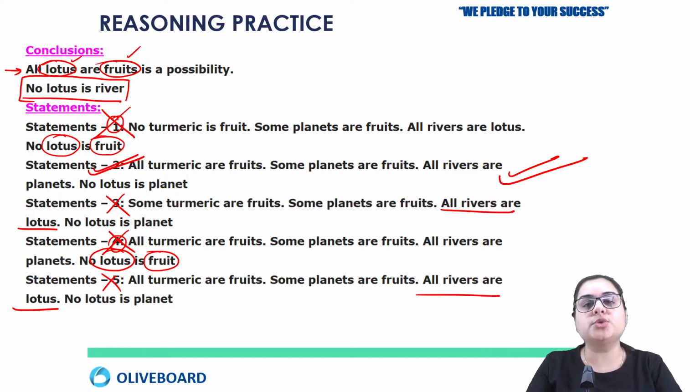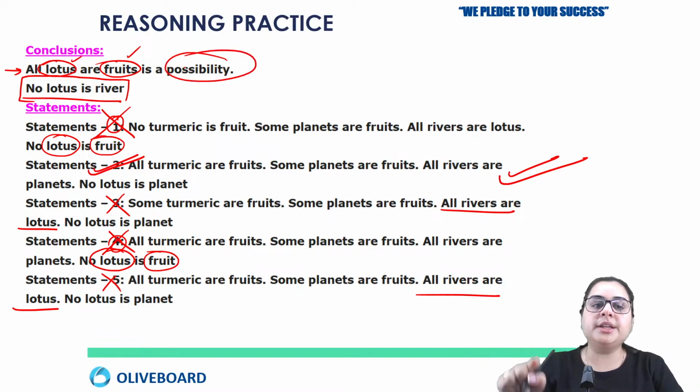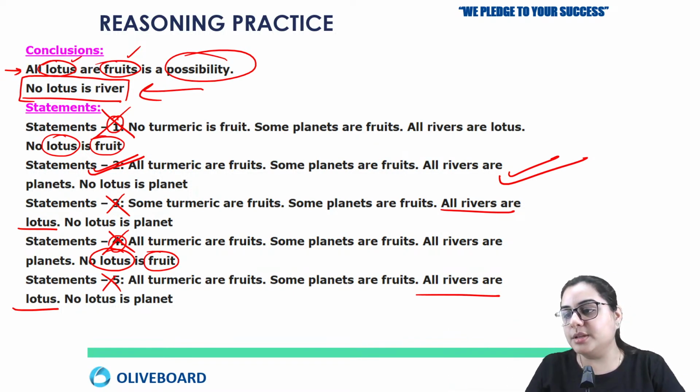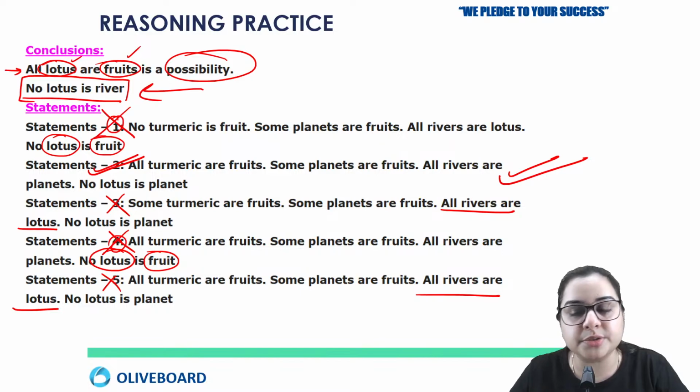So this is the approach to handle reverse syllogism. Just pick one conclusion and see, between those two variables in the conclusion, what the relation is. Now if I have a possibility, then certainty in the statement will be wrong. If I have a negative, then positive in the statement will be wrong. So are you clear about the approach?